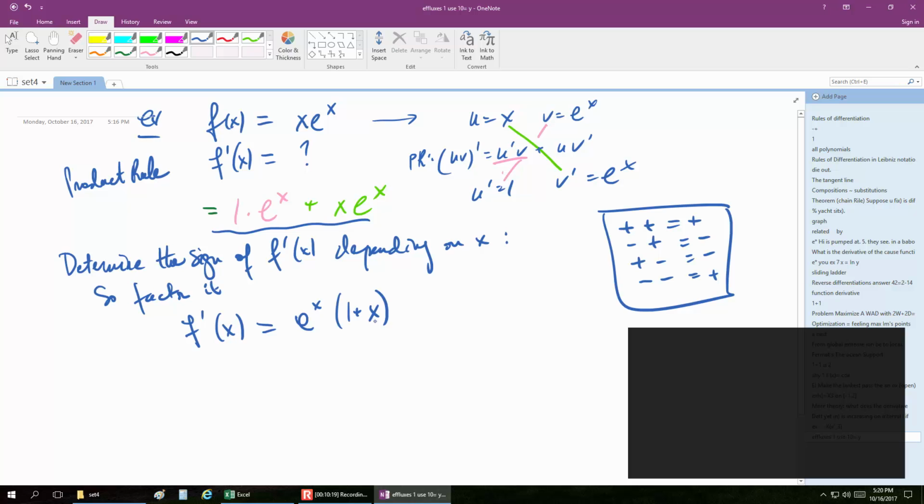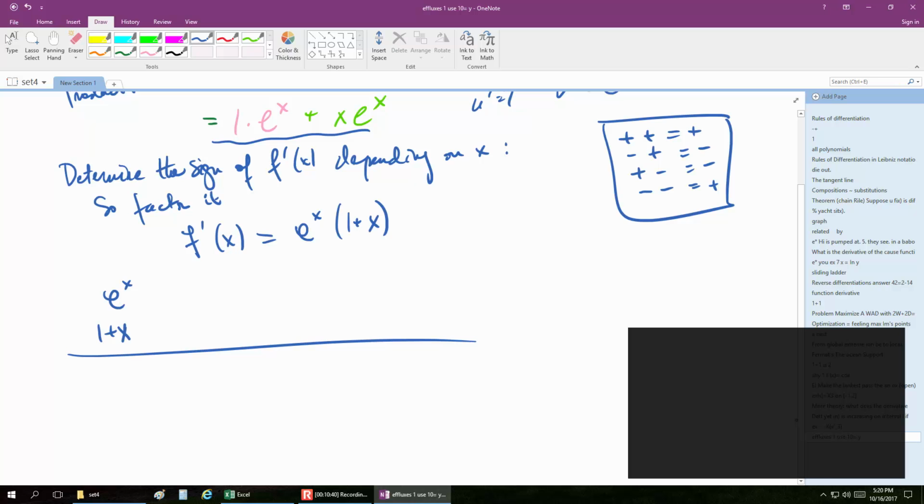Linear factors cannot be further factored, and the exponential function cannot be either. So these are the two factors. I list them, and once again I'll determine their signs separately. And I'm sorry, this is 1 plus x. So 1 plus x, very simple linear, and e to the x first. What do we know about the sign of e to the x? It's always going to be positive. Always positive. So this information comes in very handy.